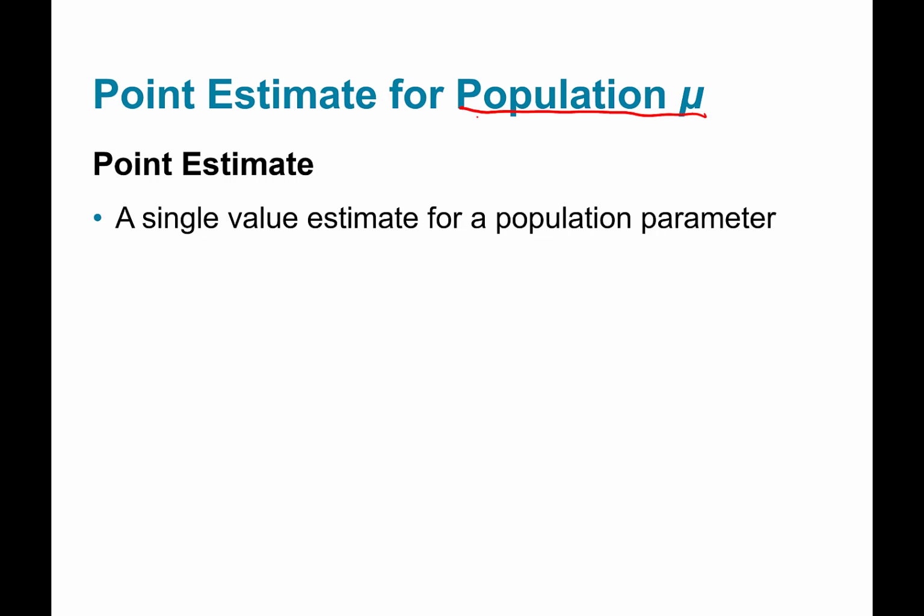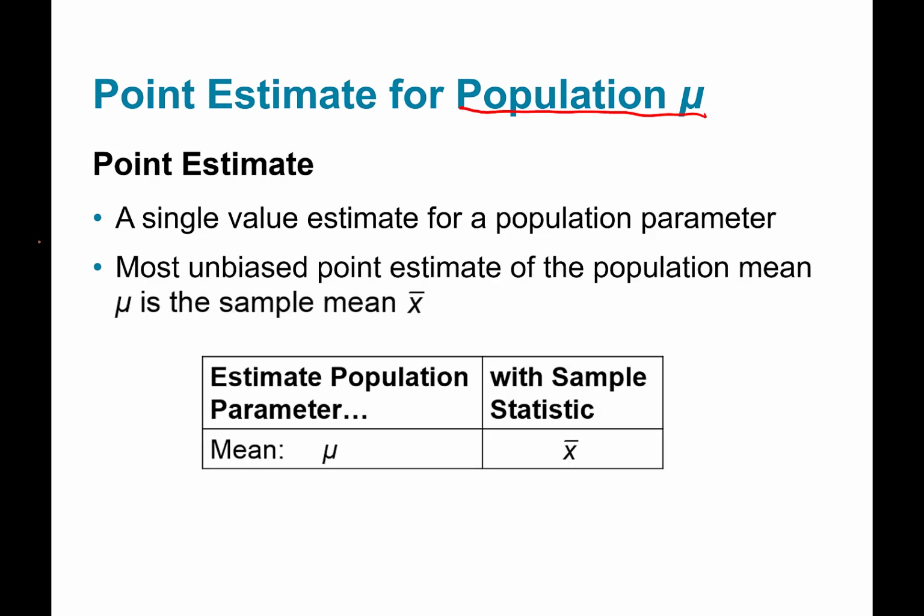So a point estimate is just a single value. Now for the population mean mu, the most unbiased point estimate that we have is our sample mean x bar. It makes sense that if we're going to estimate the population parameter mu, the mean, then we would use the sample mean to estimate that. So that's going to be the point estimate that we use. Now the problem with this is you can take different samples and you get different means. So you'll have different estimates.